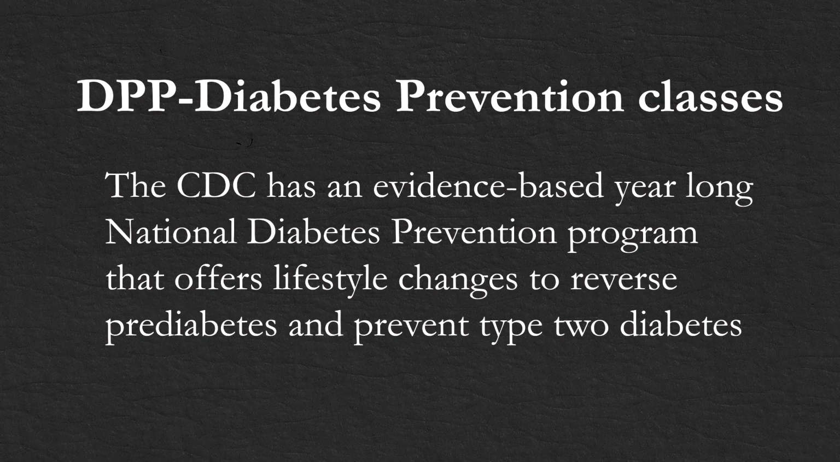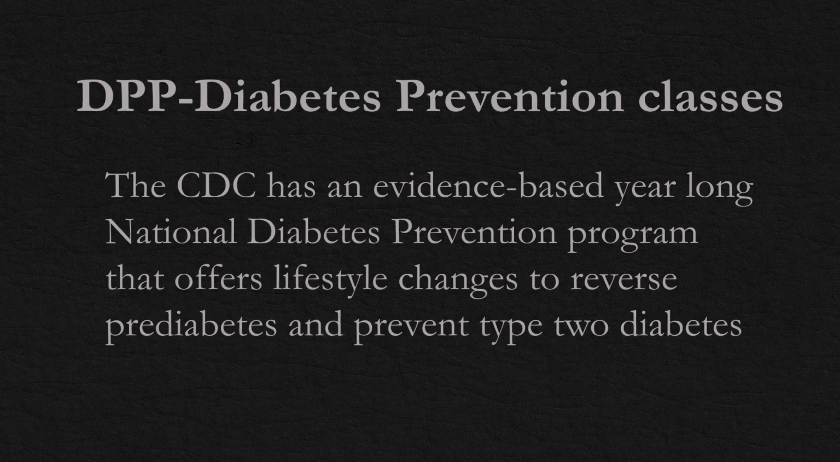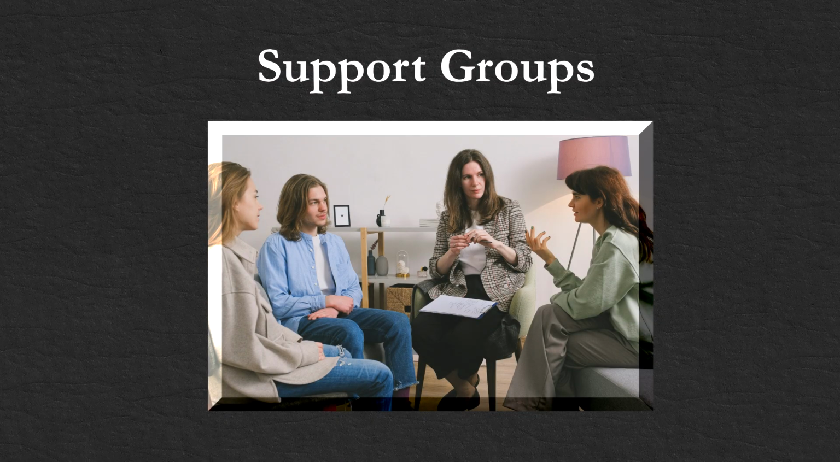In addition, there are the diabetes prevention classes, often called DPP. It is a CDC evidence-based year-long national diabetes program that offers lifestyle changes to reverse prediabetes and prevent type 2 diabetes. The classes can be free in your community, and it is a recognized program. You can go to the CDC website to find out how you can become a lifestyle coach to start a program in your area. Additionally, support groups are great for the emotional side and connection to others. So a diabetic support group is wonderful. The CDC offers tips on how to start one, and you can find that at New Beginnings.